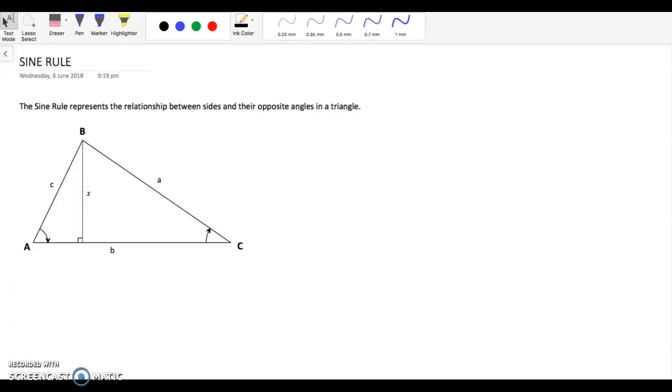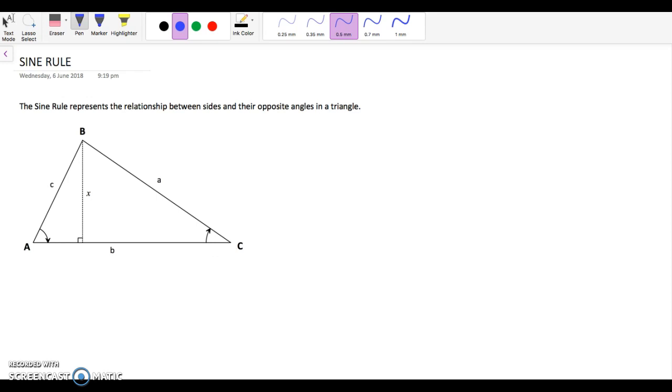This video is going to have a look at non-right triangles and how we can find a side or an angle in one of them using the sine rule. So far what we know about triangles is if we've got a right angled triangle, we can pretty much find any side or angle using our trig ratios and Pythagoras.